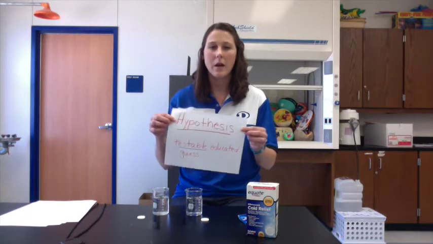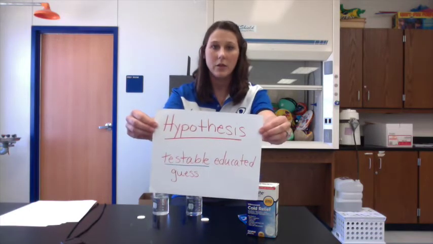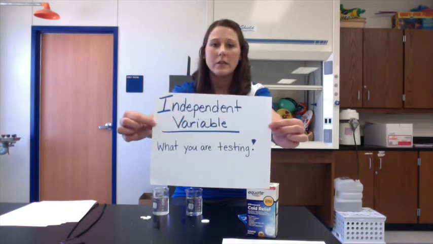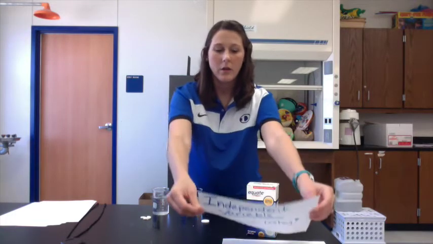So we're going to talk about hypothesis. We know a hypothesis is a testable, educated guess. So in this case, I would like to test our hypothesis as being if we break this into thirds, it will dissolve faster than the whole tablet. So next word we need to know is independent variable. What are we testing? Well, like I said, the one that's broken into thirds will dissolve faster than the whole one. So we're testing the dissolve rate, how fast it dissolves.